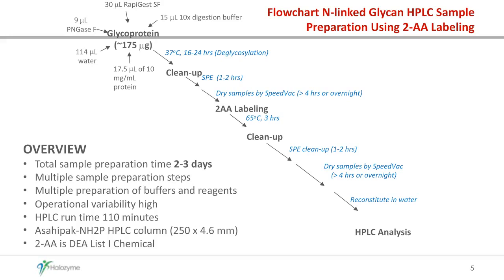And then we have another cleanup step where we use an S cartridge, and that can take, again, up to 1 to 2 hours. Then, again, we dry those samples for greater than 4 hours or overnight, and then we reconstitute in water, and we inject about 50 microliters for HPLC analysis. On top of that, our HPLC run is 110 minutes, so it's a pretty lengthy method, and as you can see, there are so many steps involved, so there's always a possibility that something can go wrong or we have to start all over.